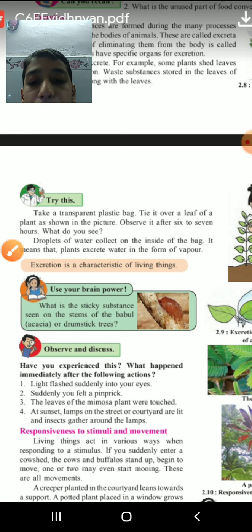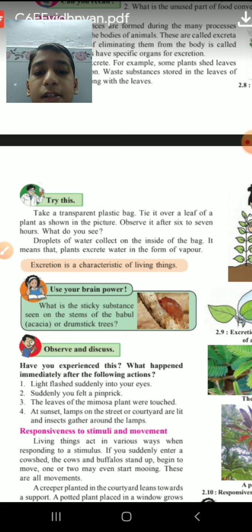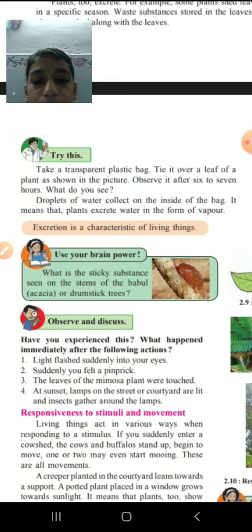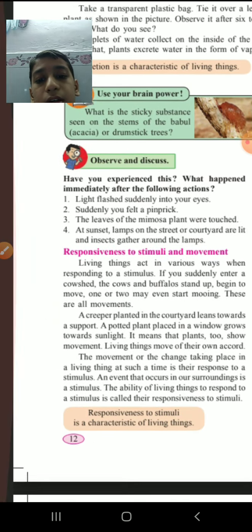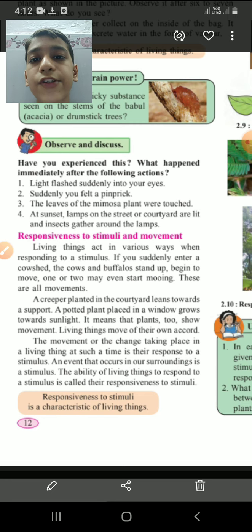Use your brain power. What is the sticky substance seen on the stems of the bamboo or drumstick trees? Observe and discuss. Read on your own.